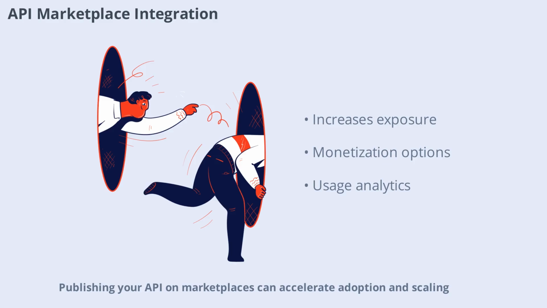Publishing your API on marketplaces can accelerate adoption and scaling. Marketplaces provide exposure, usage analytics, and monetization options. They also help manage access, billing, and support. Integrating with marketplaces expands your API's reach and supports sustainable growth.